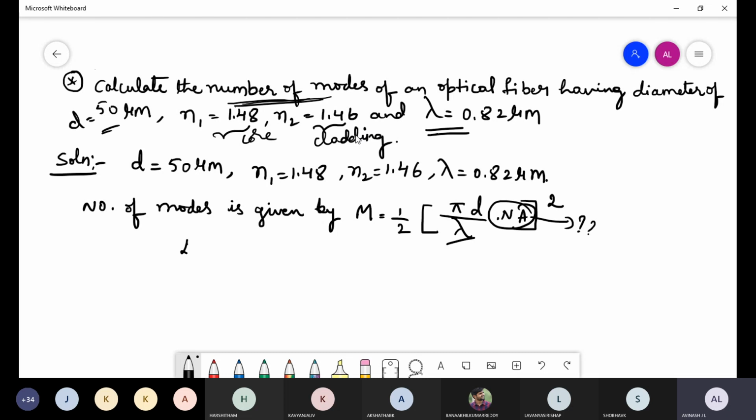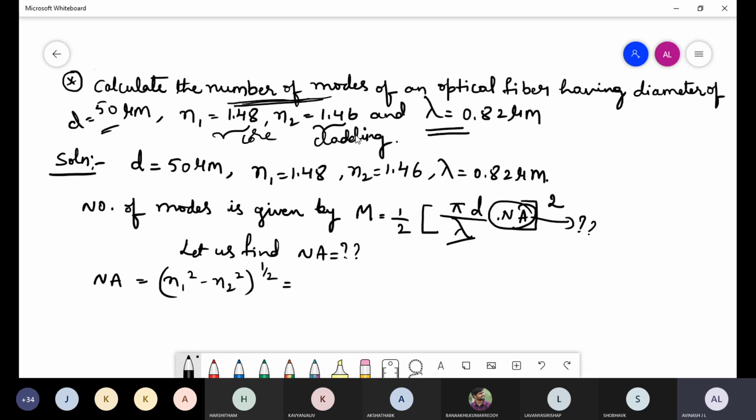So now let us find the numerical aperture. What is the numerical aperture formula? Numerical aperture is equal to n1 square minus n2 square to the power of 1 by 2. That will be 1.48 square minus 1.46 square to the power of 1 by 2. If you calculate this, you will arrive at 0.243.